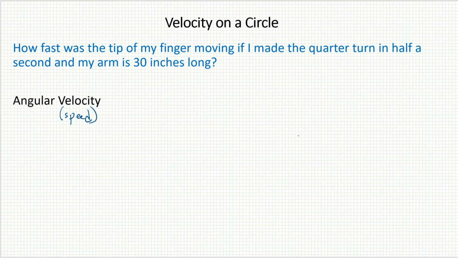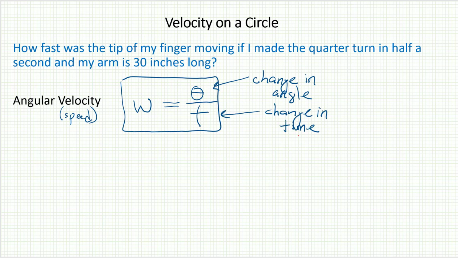The definition of angular velocity, we use the Greek letter omega, which looks a lot like a W, for angular velocity. Omega equals, and it is the change in the angle, which I'll call theta, divided by the change in the time, which I'll call t. Omega equals theta divided by t. Well, let's try out this formula in my situation.